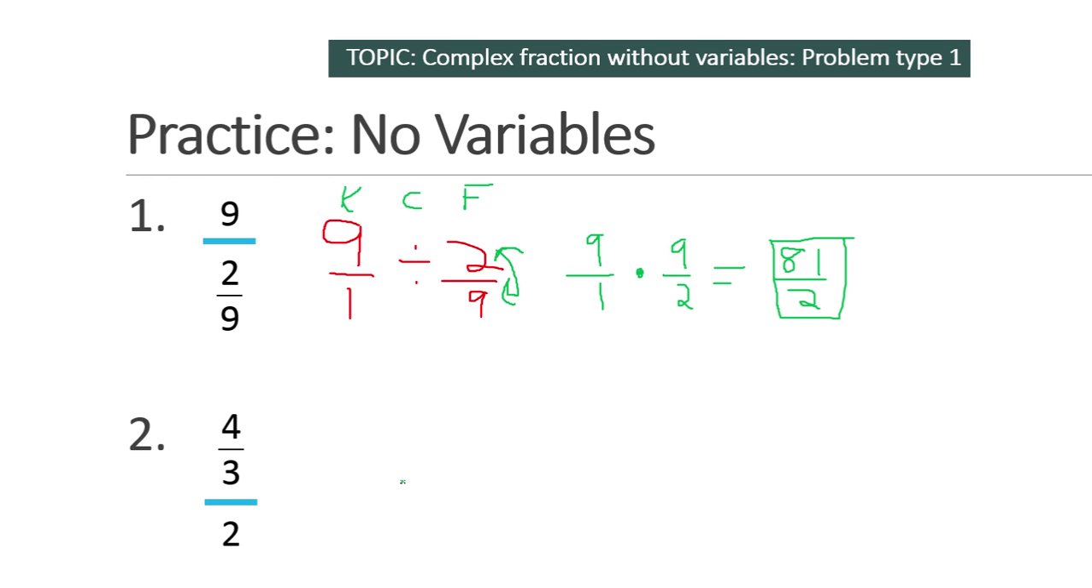4/3 divided by 2. So what number is going to go first, the 4/3 or the 2? Yeah, the 4/3. So we're going to say 4/3 divided by 2. And then what can we put 2 over? What do we put any number over? 1. Good. So then we do our keep, change, flip.